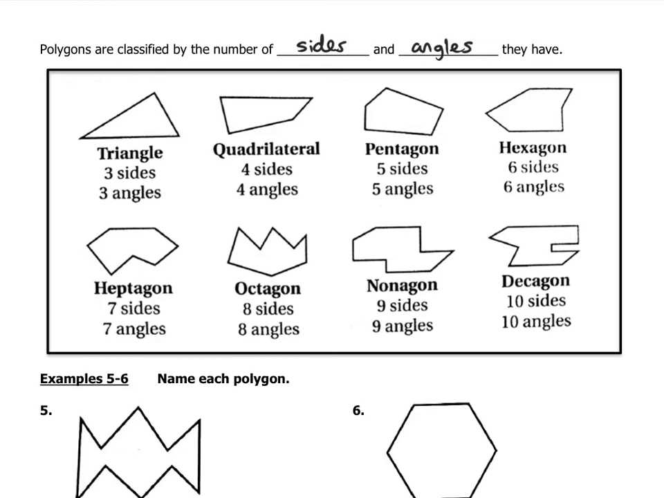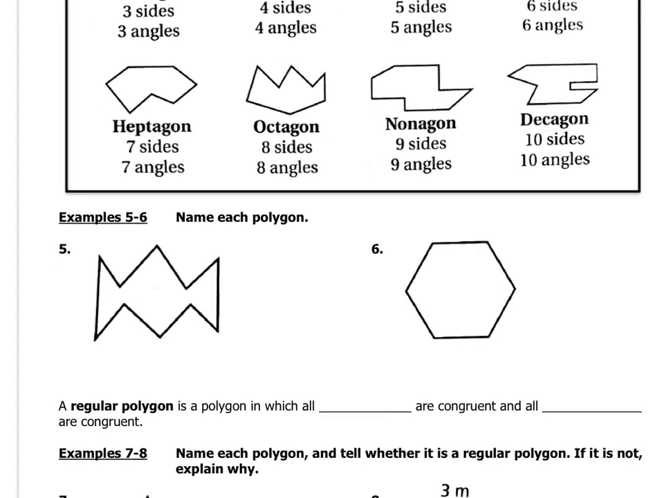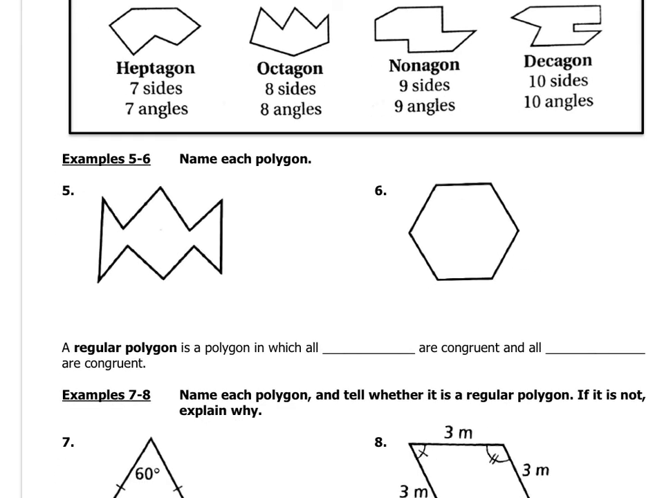So we're going to use those terminologies up there in examples 5 and 6 to just name or classify each polygon based on the number of sides. So number 5, let's count the number of sides. We have 1, 2, 3, 4, 5, 6, 7, 8, 9, 10 sides in this polygon. And so because it has 10 sides and therefore 10 angles, this is what's called a decagon. Number 6, 1, 2, 3, 4, 5, 6. This is what's called a hexagon.